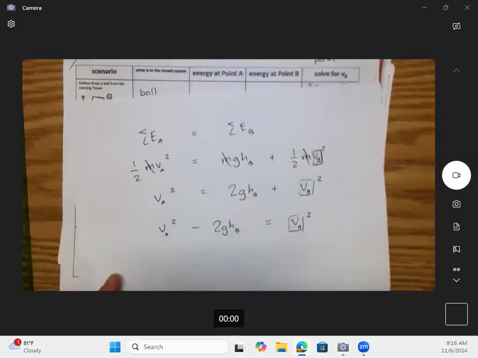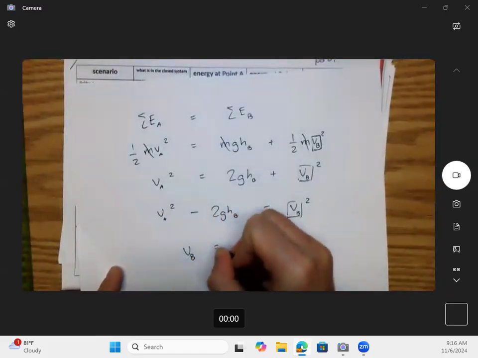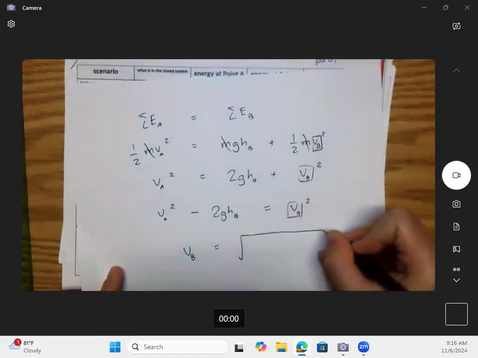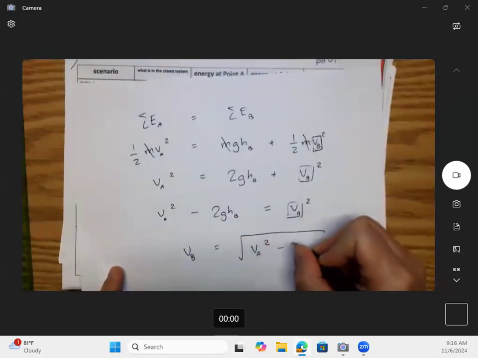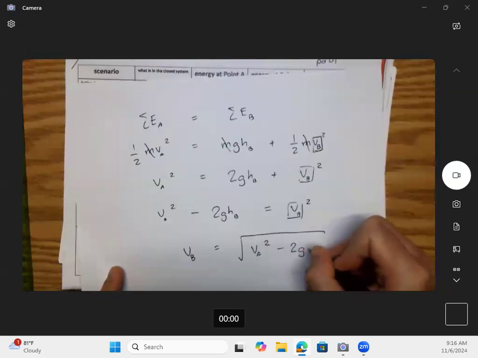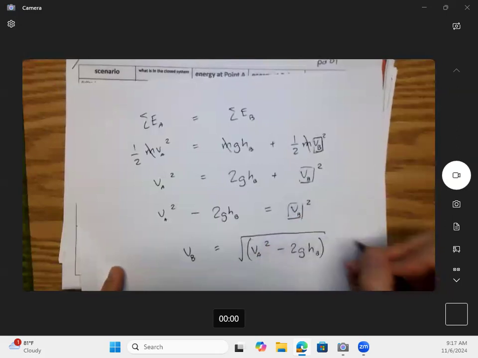And then, guys, the last step is to do what? Square root. So vB equals a big old square root of the speed at point A squared minus 2gh. Okay, so I got that.